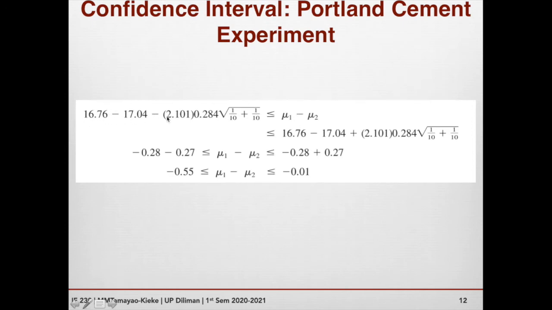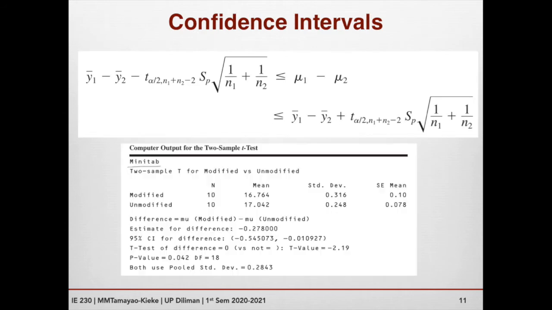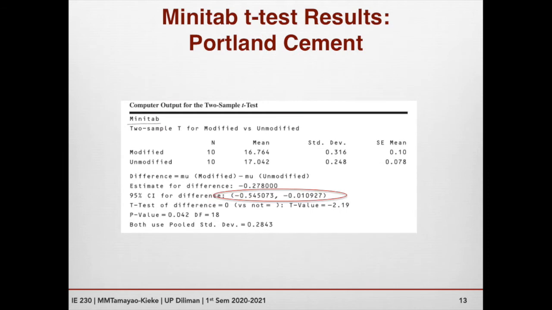So plugging in all those values, we get the confidence interval to be negative 0.55 to negative 0.01. And this is actually reflected in our Minitab results here. And as shown, this is the confidence interval for the difference of the two means. Given our Minitab results, given this confidence interval, what can you conclude? Do you accept or reject the null hypothesis?